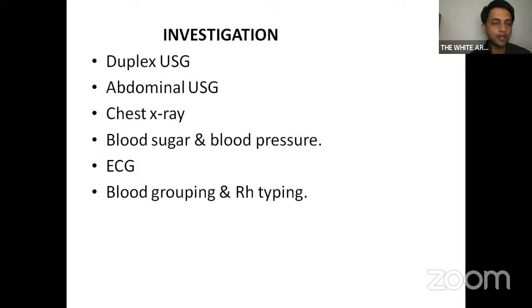Around 40 millimeters of mercury compression is required to compress the superficial veins. That's important. Once the ulcer starts healing and is devoid of infection, then we can go for the definitive treatment, because without removing the varicose veins, the ulcer may not heal.